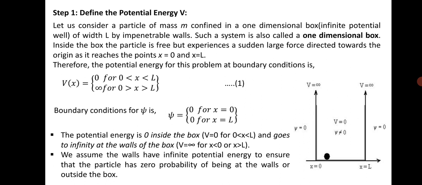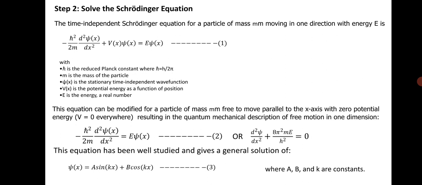Okay, you must remember equation 1 for V and the expression for psi equal to 0 at x equal to 0 and x equal to L. These two things you should remember. Next is to solve the Schrodinger equation. Now, the time-independent Schrodinger equation for a particle of mass m moving in one direction with energy E is minus h cross square by 2m d square psi by dx square plus V(x) psi(x) equal to E psi(x).